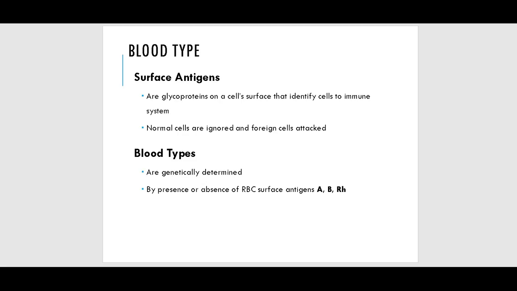system. Our blood types are genetically determined, and they're displayed by the presence or absence of specific surface antigens on the surface of our red blood cells. Our red blood cells can have any combination of the following surface antigens. We can have surface antigens A, B, as well as surface antigen Rh.